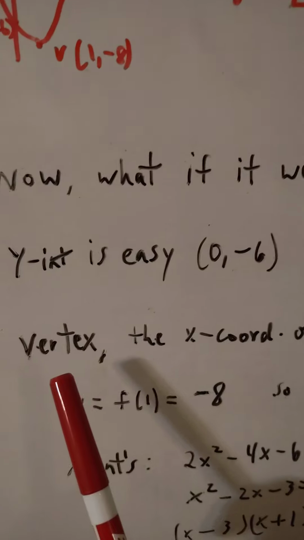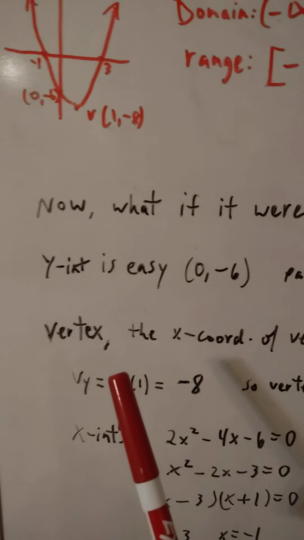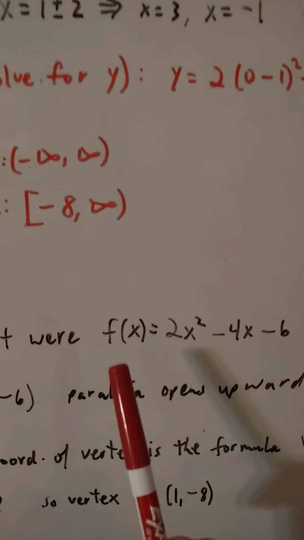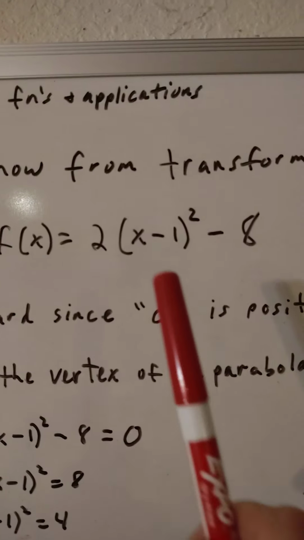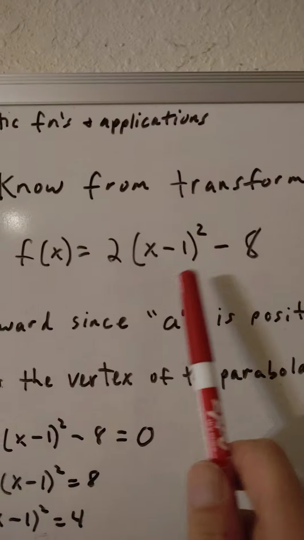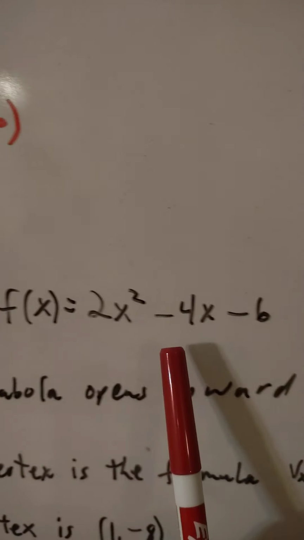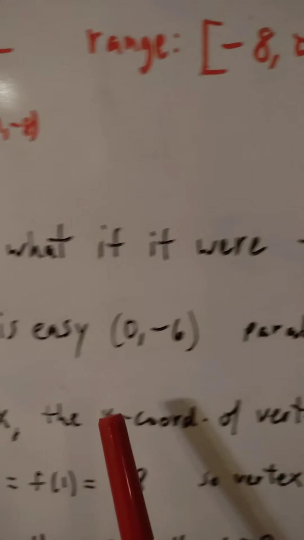What else can we say here? The vertex. It's a little bit harder to find the vertex when your parabola is written in standard form. When it was written in vertex form, it was very easy just by inspection. Oh, the vertex is (1, -8). But here, when it's written in standard form, your quadratic function, you have to think of this formula.